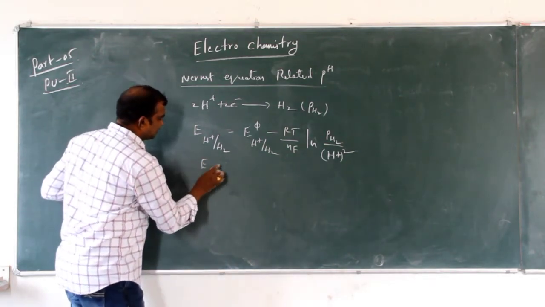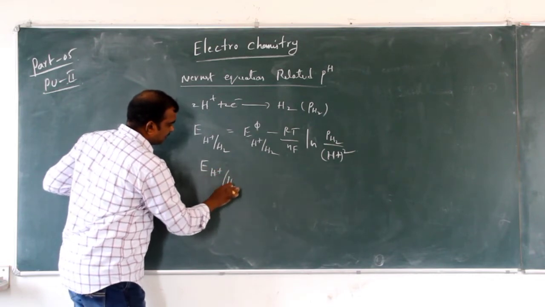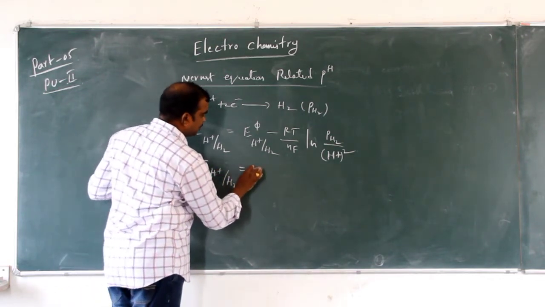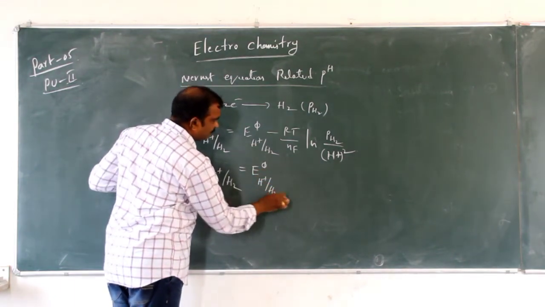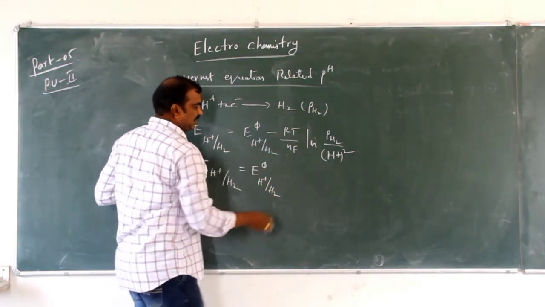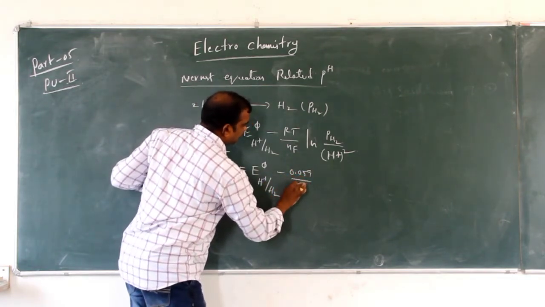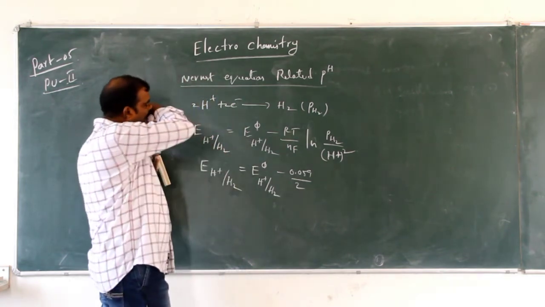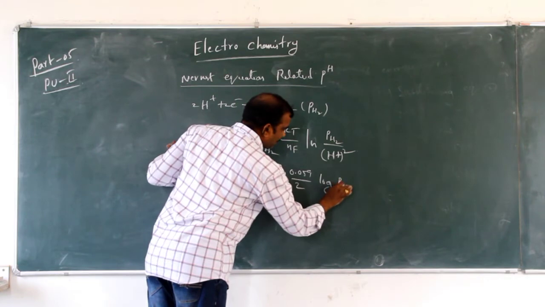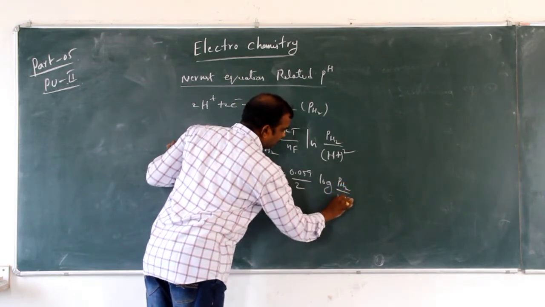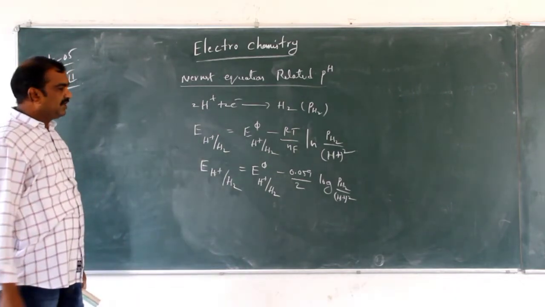I am writing like this: E of H+/H2 is equal to E naught of H+/H2, just substituting the factors, minus 0.059 by 2, since there are 2 electrons, log of pH2 by H+ concentration whole square.